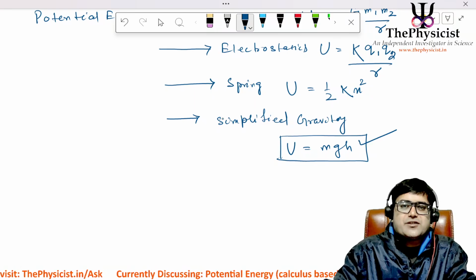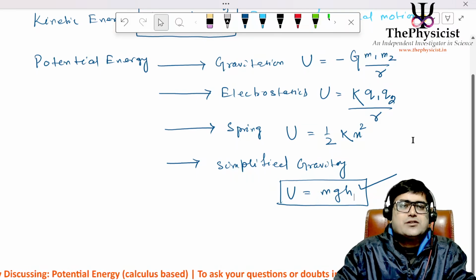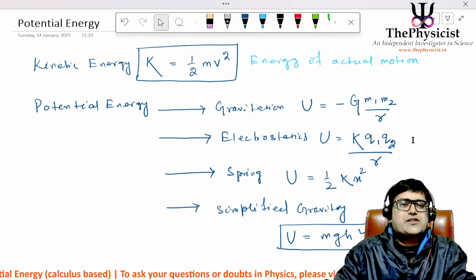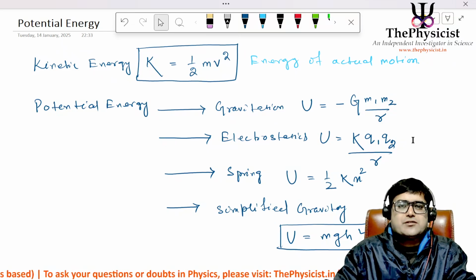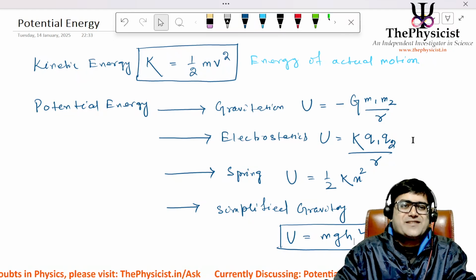U equals mgh. Now, why do we have so many formulas for potential energy? Why is potential energy not as simple as kinetic energy? What is your answer? Let me know in the comments.